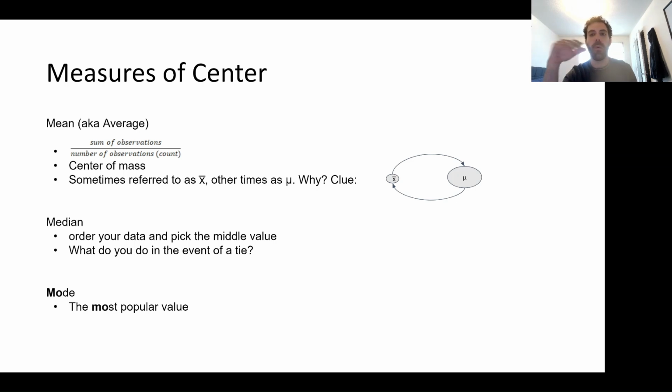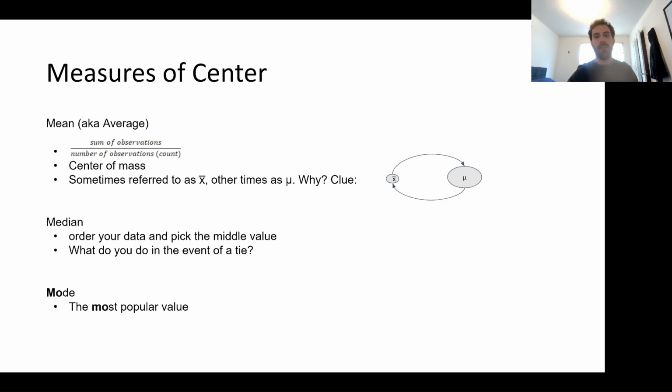And I want you to know some mathematical notation, although this class is going to be pretty light on that notation. The median is probably really intuitive, especially if you're familiar with Spanish. Literally means the middle. And how do you define the middle? We talked about the mean being the center of mass. It's a type of middle. But in this case, when we say middle, we mean order your data from smallest to largest and pick the one in the middle. Now I'm going to ask you, what do you do in the event of a tie?